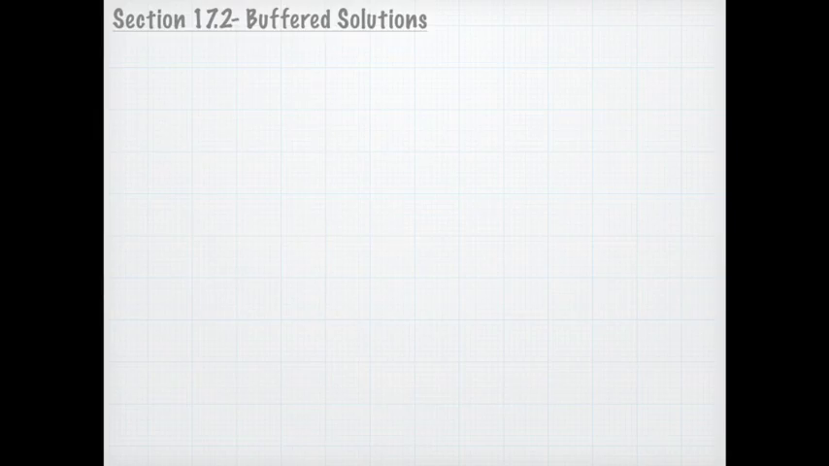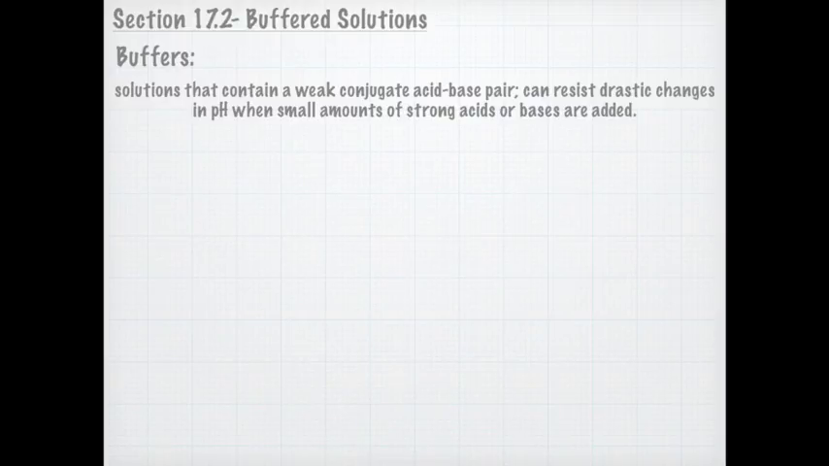The next concept that we're going to look at are buffered solutions. Buffered solutions use this concept of the common ion effect, but enable us to consider how solutions can minimize the effect of adding a strong base or a strong acid by limiting how much the pH of their solutions is changed. So buffers specifically are solutions that contain a weak conjugate acid-base pair, and they can resist drastic changes in pH when small amounts of strong acid or base are added.